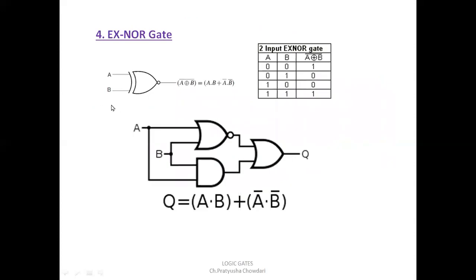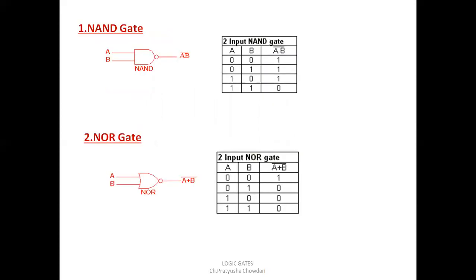Next, XNOR gate. This is the logic symbol for XNOR gate and the expression is AB plus A bar B bar. This is the logic diagram of XNOR gate and it is the truth table of XNOR gate. It is a complement of XOR gate.